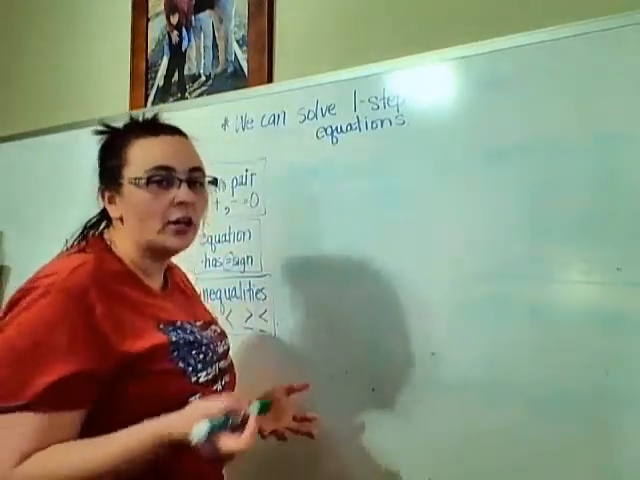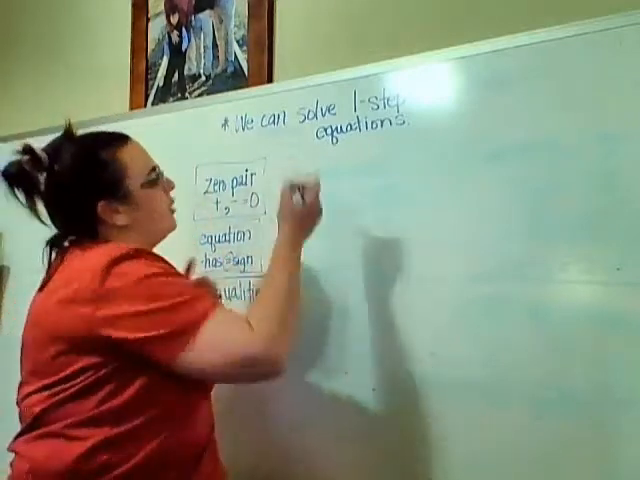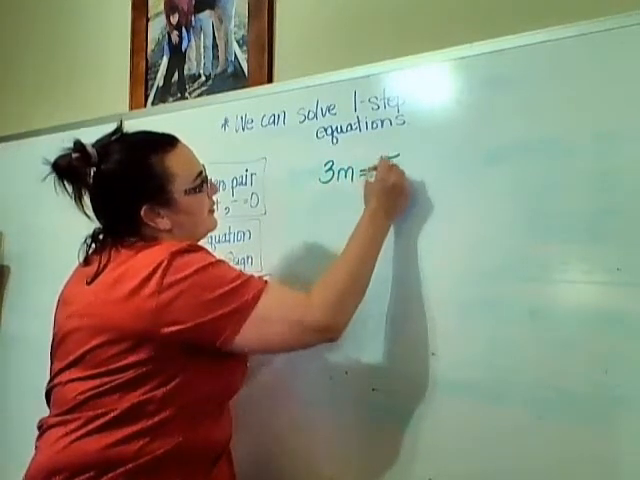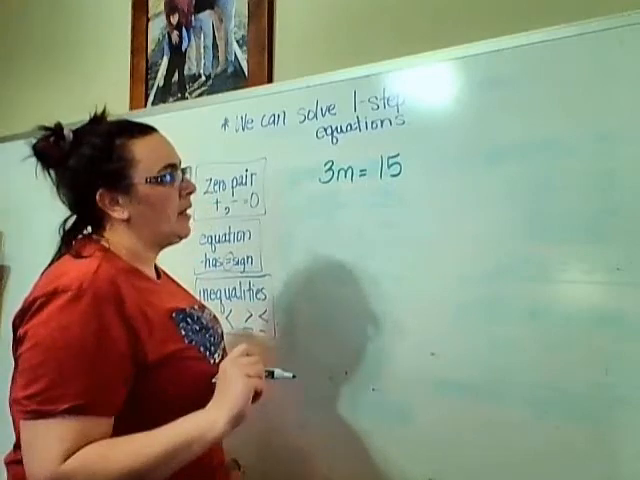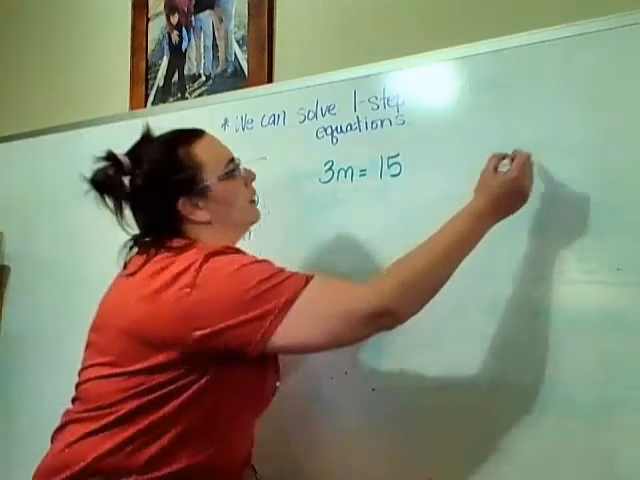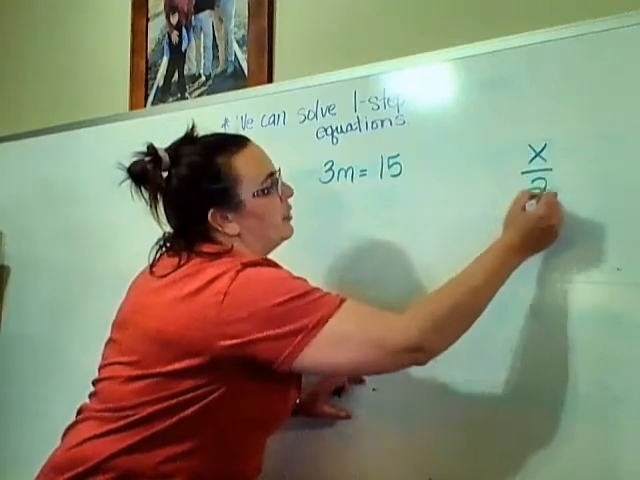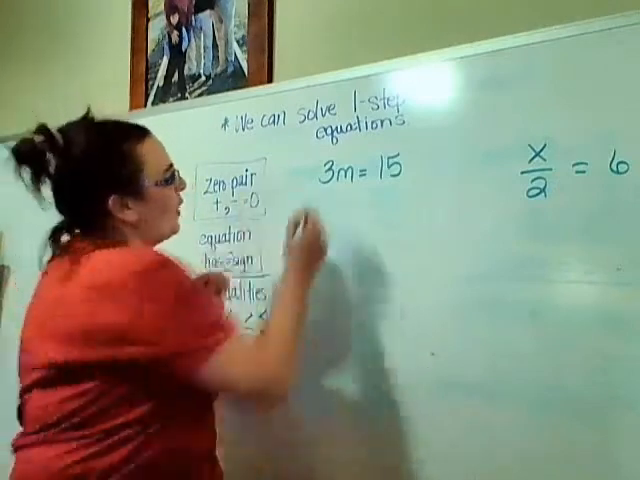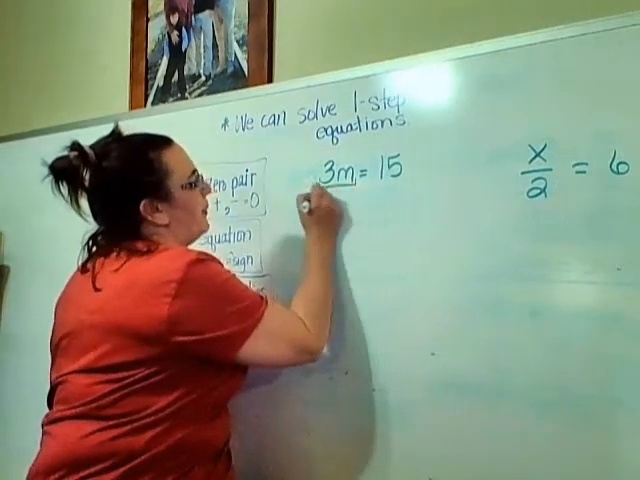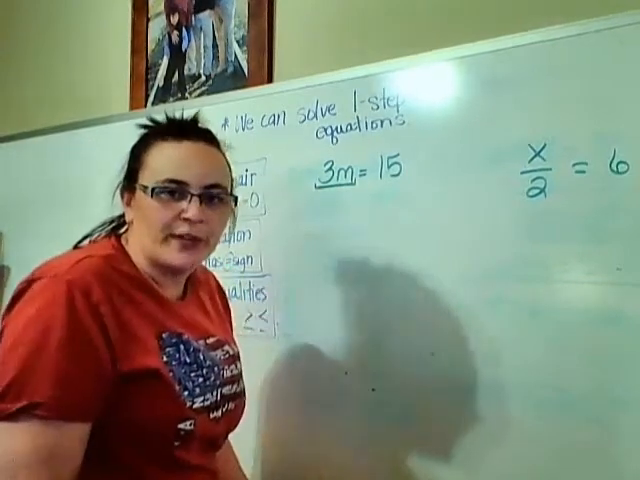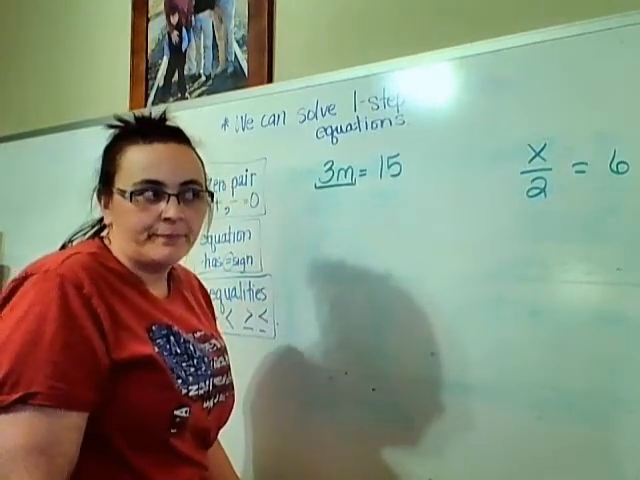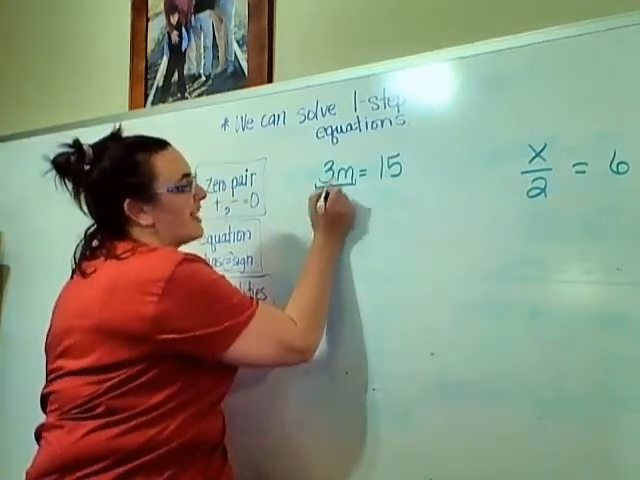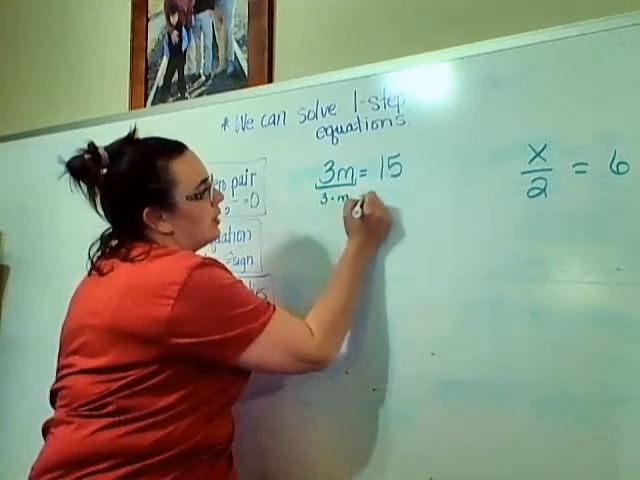All right, so another, what else you might see? You might see 3m equals 15. And you might see x divided by 2 equals 6. All right, so what are these two numbers? What's the operation happening between 3 and m? If you said multiply, you are right. Yes, so this is really 3 times m equals 15.